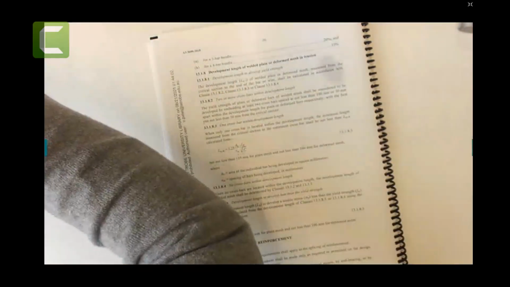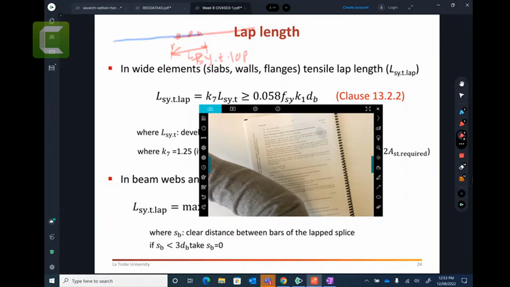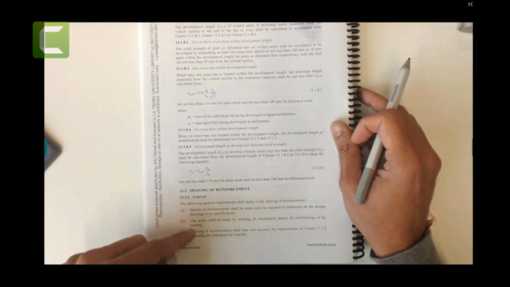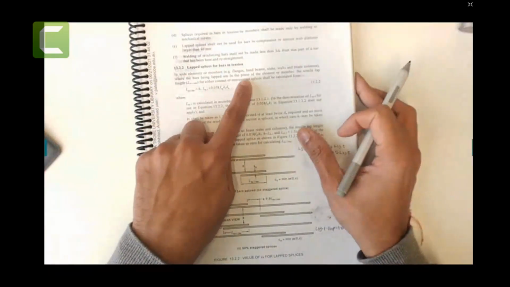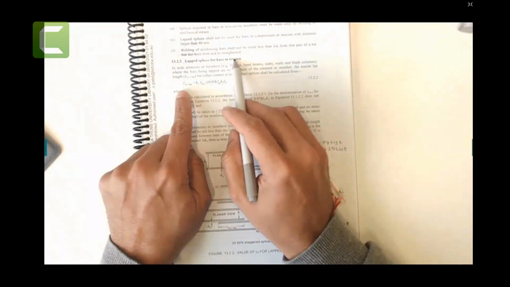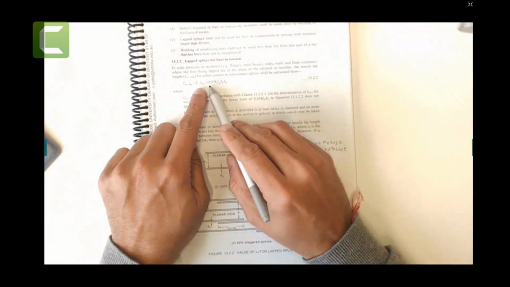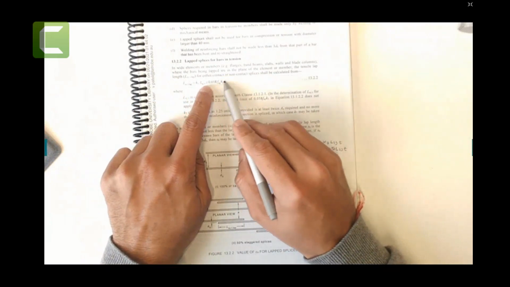And that lap length is given, I think, in clause 13.1.13.2.2. So here you go. Splicing, I think they call it splicing of the reinforcement. You can read about it. And lap splice for the bar in tension. So that is tension, by the way. When you have a tensile bar, you have K7, Lsy.t. This is the minimum lap length that you need to provide. I think this is a minimum.